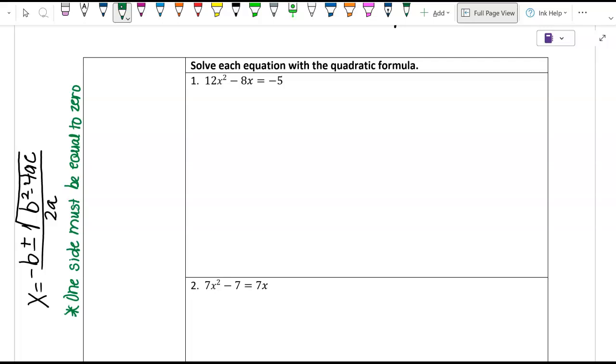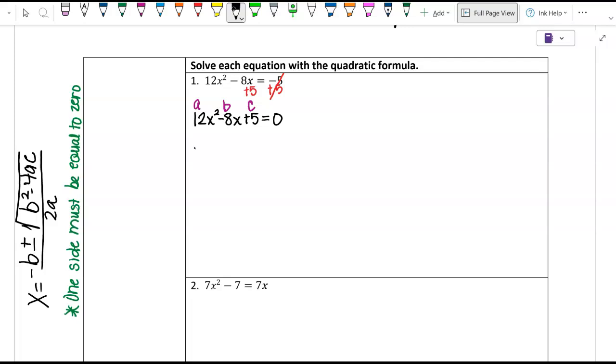So when we look at problem number 1 here, 12x squared minus 8x equals -5. Our first step is we have to add 5 to both sides here. I need that one side to equal 0. So 12x squared minus 8x plus 5 equals 0. Once I have it in standard form with one side equal to 0, then I can identify my A, my B, and my C. So in this case, A is 12, B is -8, C is 5.